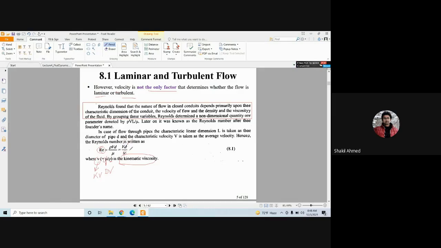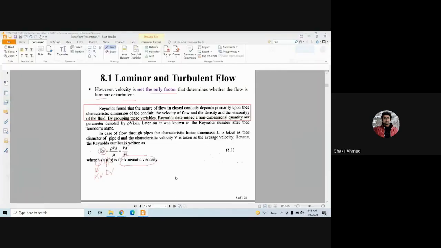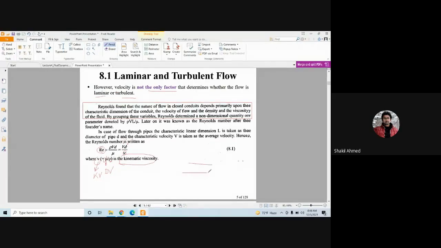where V is the velocity of the water or fluid through the pipe, and D is the diameter of the pipe. Are you following me, guys? Yes, sir. So as you can see, this Reynolds number depends on V, the velocity, D, the diameter, as well as nu, which is the viscous property of the liquid.